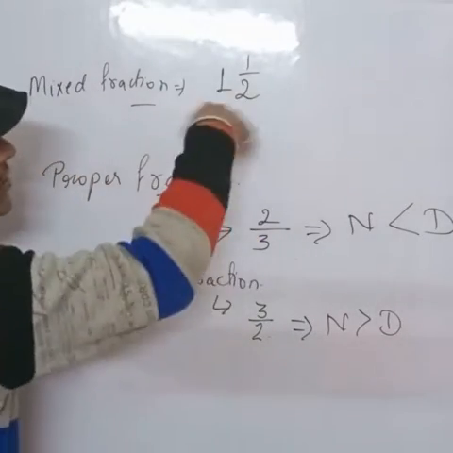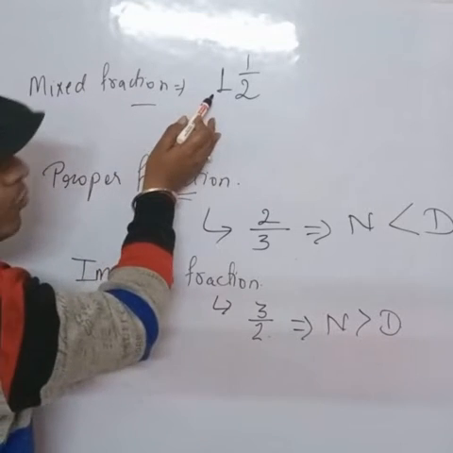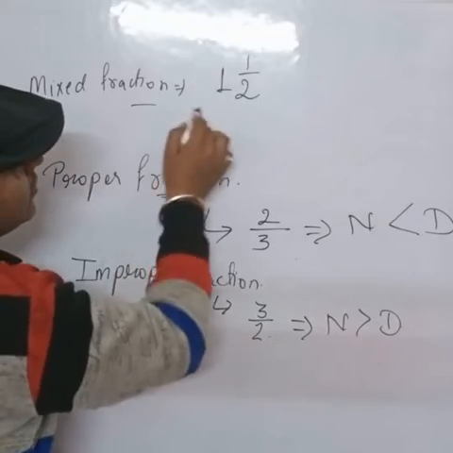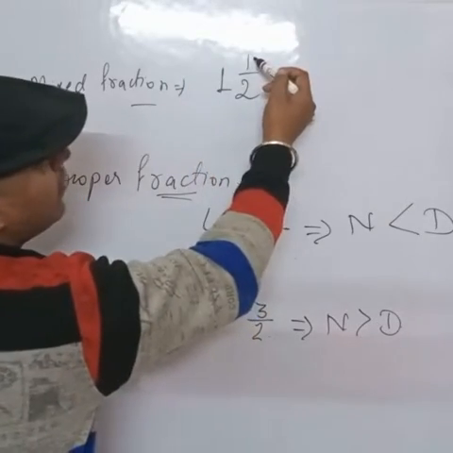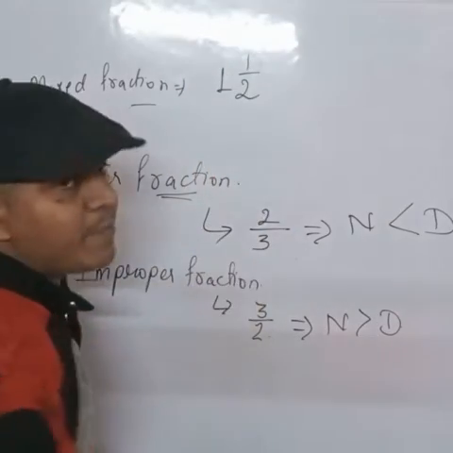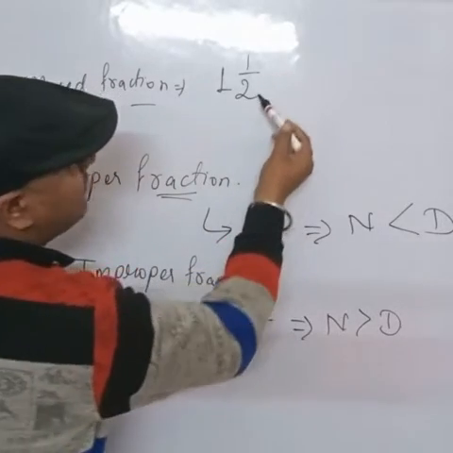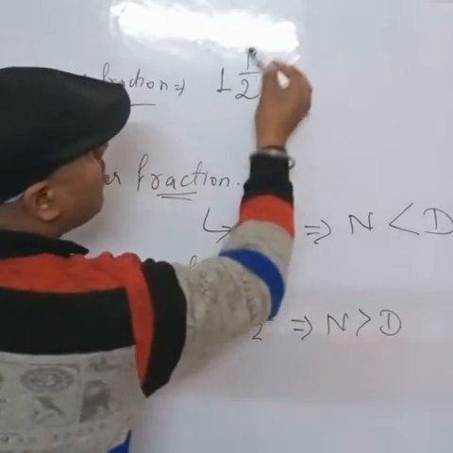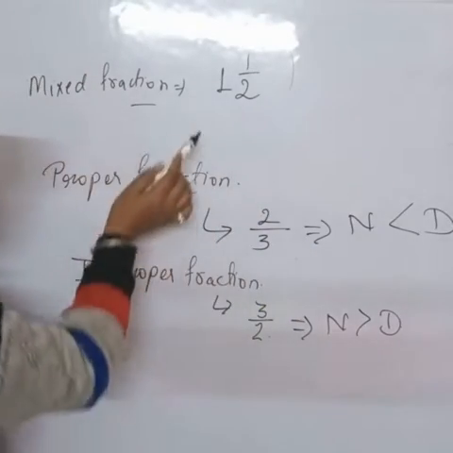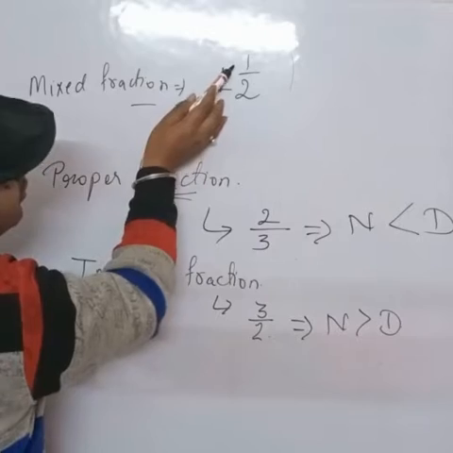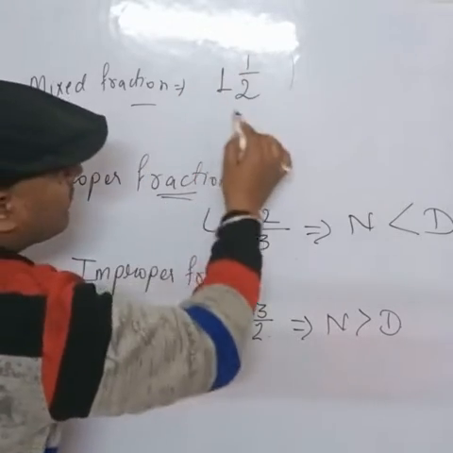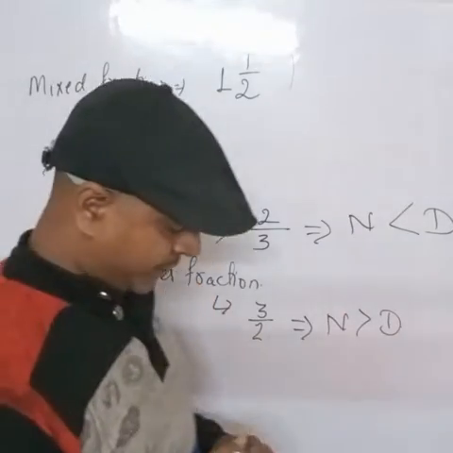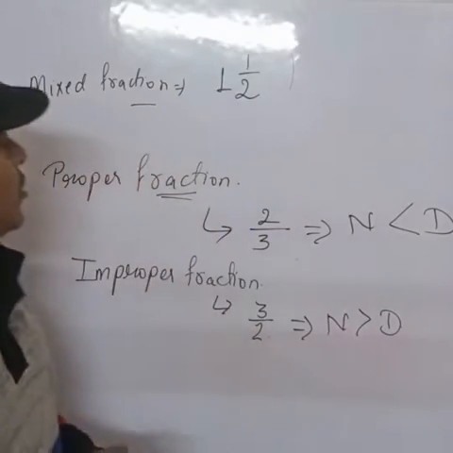In this fraction, we can see that there is a whole number. This 1 is a whole number. And what is this 1 upon 2? This 1 upon 2 is a proper fraction. We can see here the numerator and the denominator. The numerator is lower than denominator. So this is a proper fraction. So the fraction which is a combination of a whole number and a proper fraction is called mixed fraction. Okay?